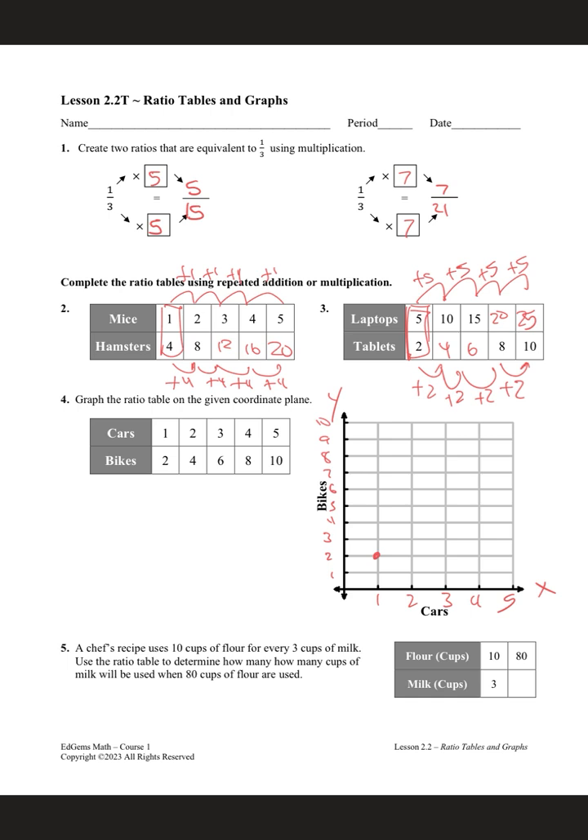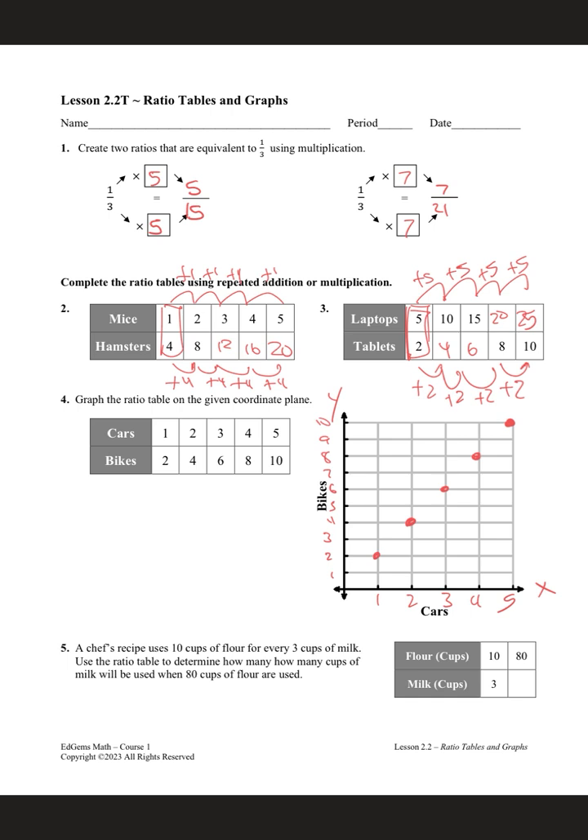My next coordinate is 2, 4. So for 2 cars, I've got 4 bikes. For 3 cars, I've got 6 bikes. For 4 cars, I've got 8 bikes. And then for 5 cars, I've got 10 bikes. And there you have it.